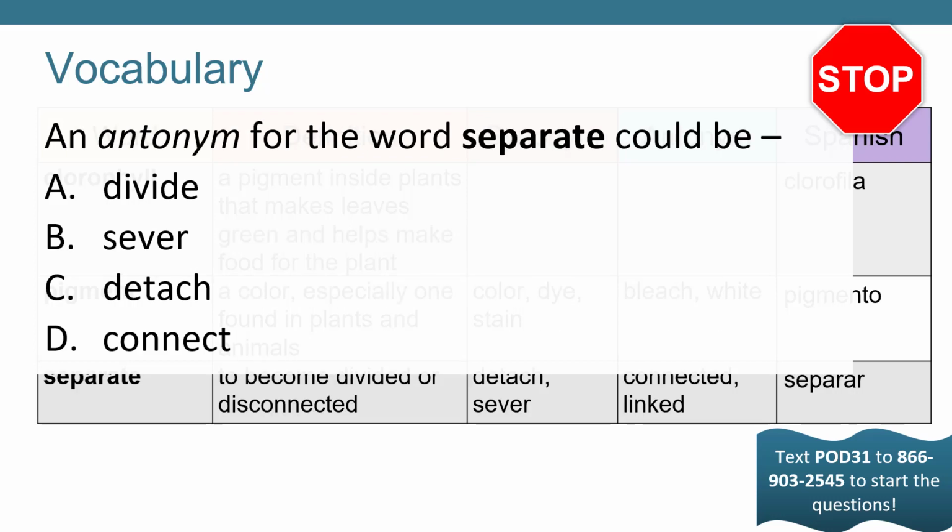An antonym for the word separate could be A. Divide, B. Sever, C. Detach, D. Connect. Pause those videos and send in your answer now.